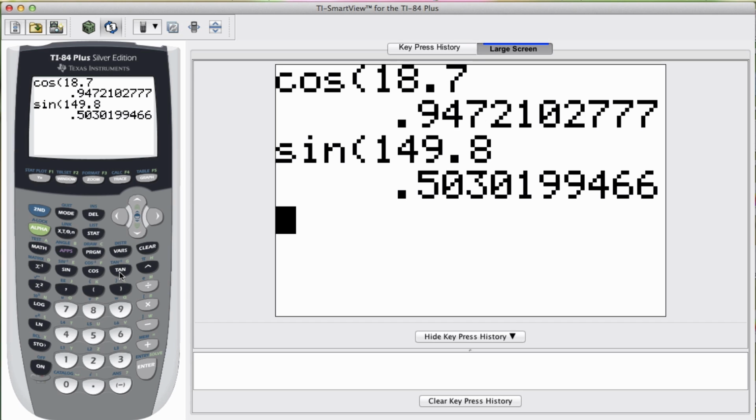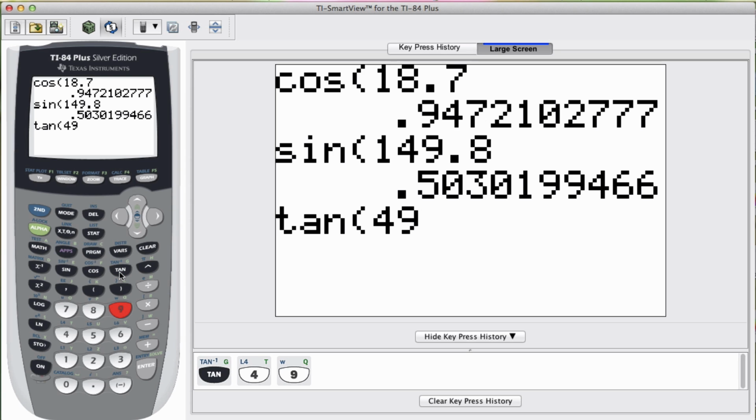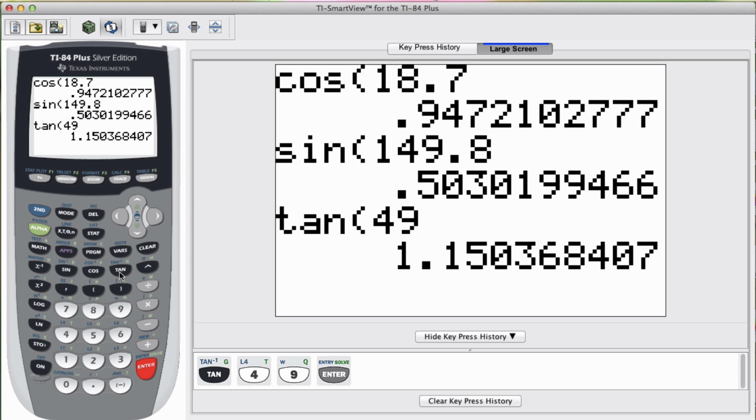Number 6 is very similar. It says tangent of 49, so I'm pressing tan 49 and enter, and I get 1.1504 because we are rounding to 4 decimal places. With tangent, we will see the numbers be all over the place because there is no limitation on what needs to be bigger or smaller, the opposite side or the adjacent side.